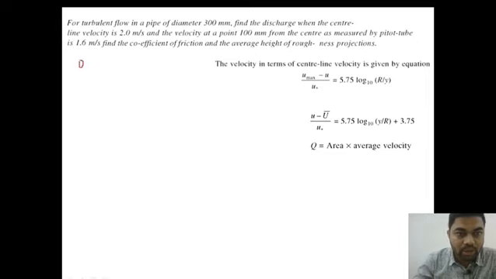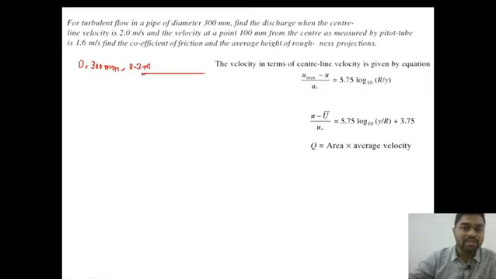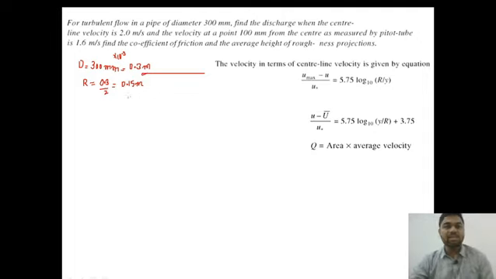Diameter D is equal to 300 mm, which, if we convert mm into meter by multiplying with 10 to the power of minus 3, is 0.3 meter. So from this diameter, let us calculate radius. Radius is half of diameter, 0.3 divided by 2, which is 0.15 meter. This is our value of radius.